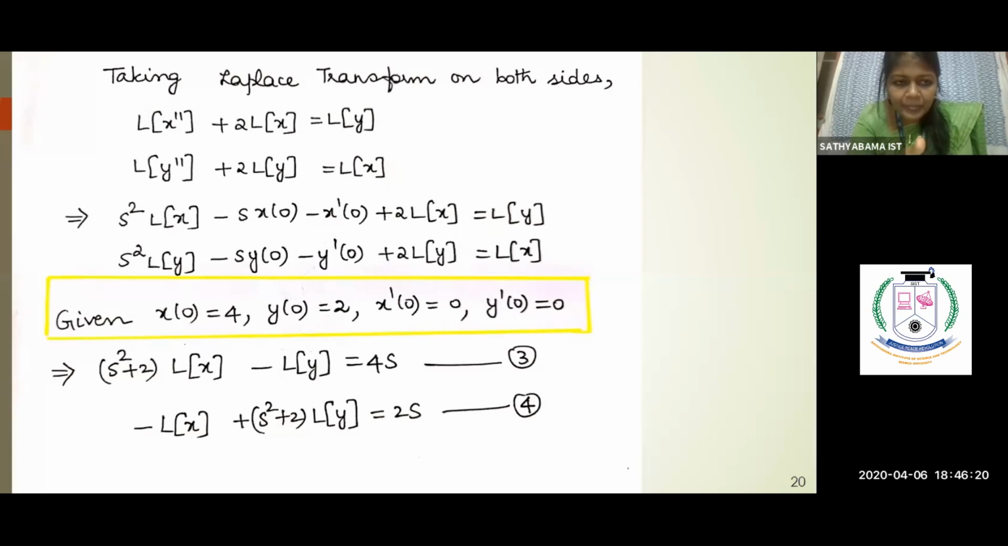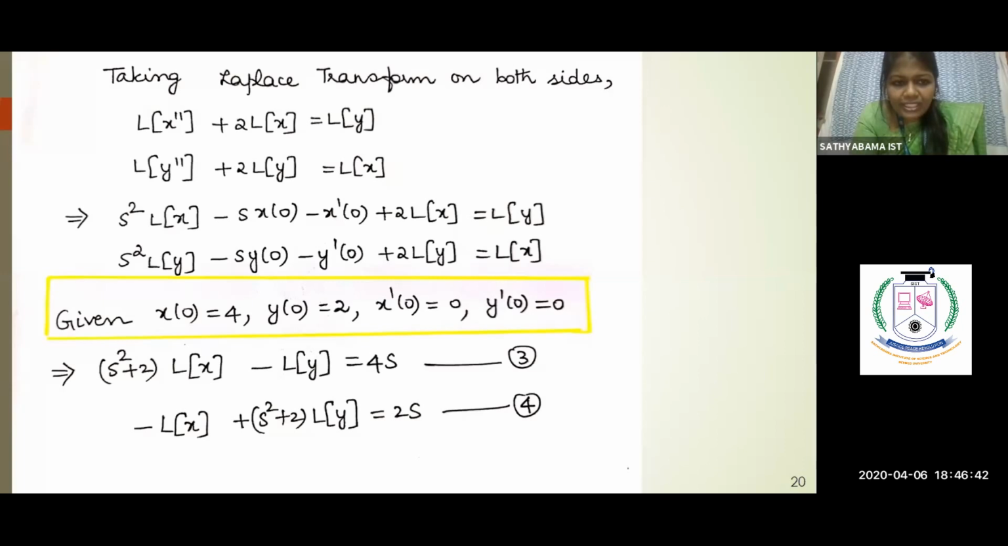Look at the third step. s square L of x plus 2 L of x. So combine the L of x terms together. What will you get? s square plus 2 into L of x. So L of x term is over. Then you should write the L of y term. L of y term is on the right hand side. Bring it to the left. So what will you get? Minus L of y equal to.